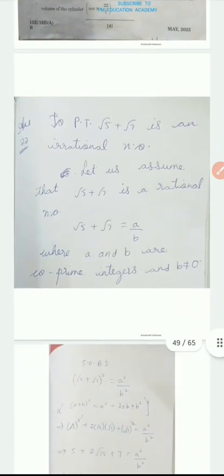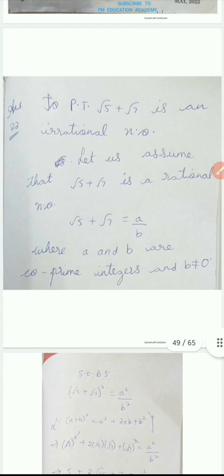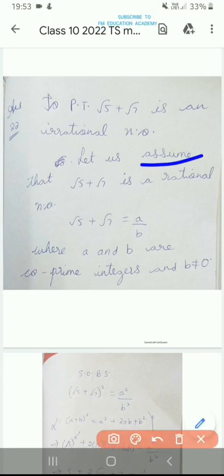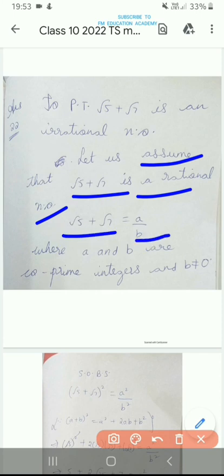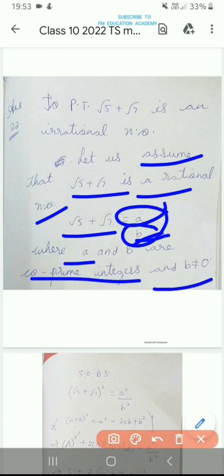Yes. So we have standard steps for this sum. Let us assume that root 5 plus root 7 is a rational number. So root 5 plus root 7 is a rational number means I have to equate this either by a by b or by p by q, where a and b are co-prime integers and b is not equal to 0. That is my step.